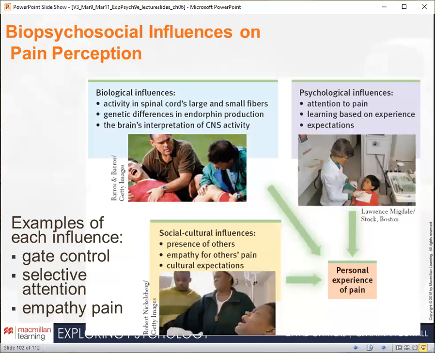So looking at the levels of analysis here quickly, we have the biopsychosocial influences on pain perception. The biological is going to be activity of the brain, spinal cord, large and small fibers, genetic differences in endorphin production. Some psychological is going to be your attention to pain, learning based on experiences or expectations. Social-cultural: will others be around? Will there be empathy for others' pain or cultural expectations?